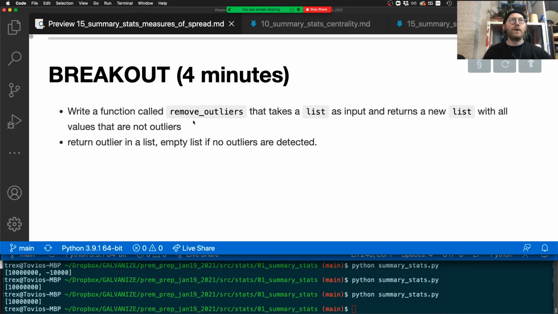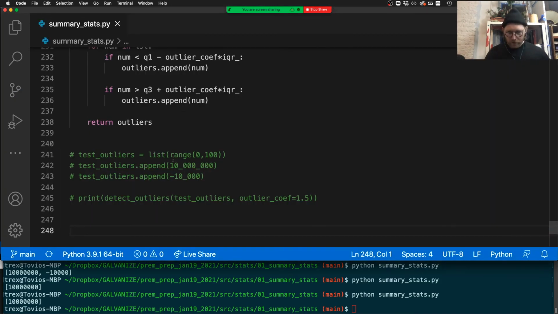I'm going to write a function called remove outliers, and it's going to take a list as input and return a new list with all values that are not the outliers. So we're going to utilize our prior functions, right? Oh, I put that in the wrong spot. Ignore this. I'll fix this slide. I actually meant to put this on the other coding breakout that we did earlier. So let's remove outliers.